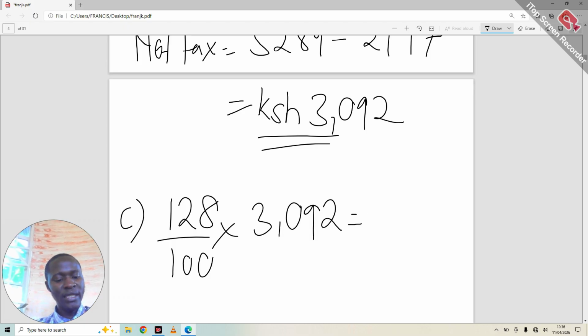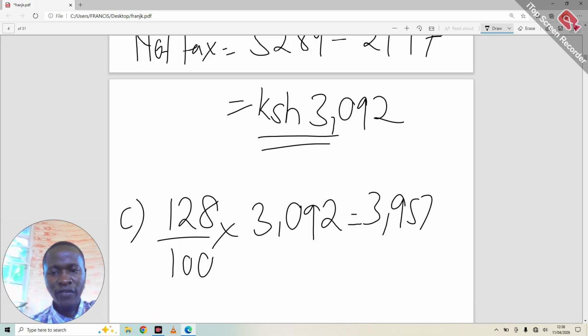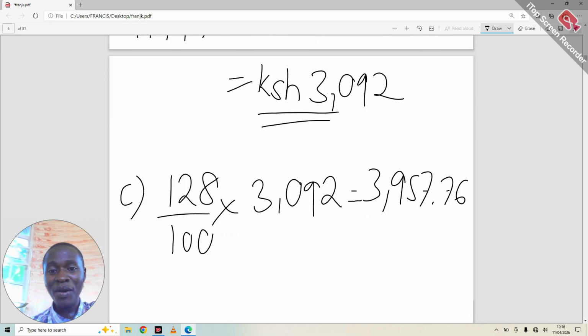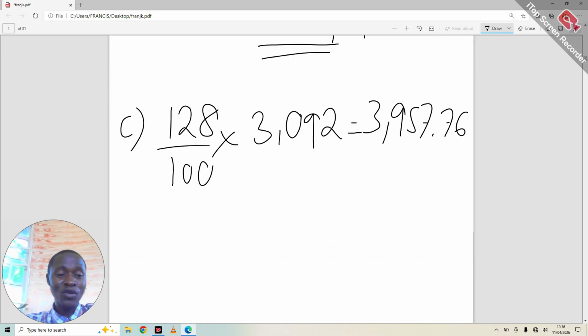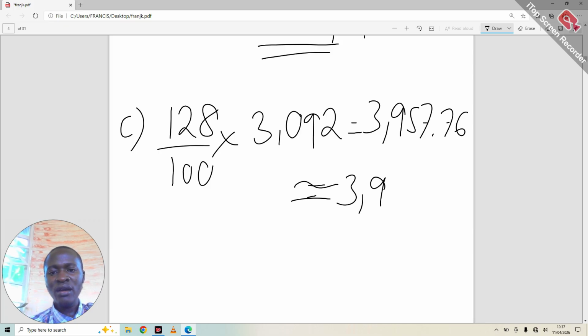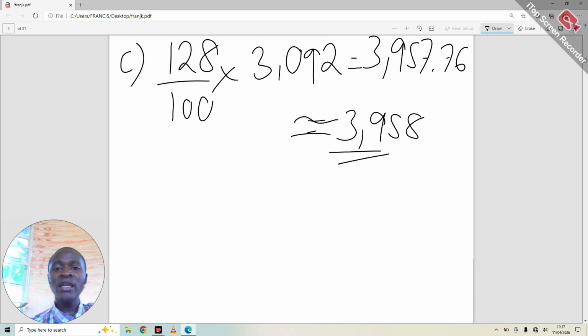3092. What are we getting? What is our new net tax? That is 3,957.76. And remember, I told you when it comes to currency, or when you're dealing with the shillings, do not leave your answer to the nearest cents. Always leave your answer to the nearest shillings. So having this is the same as having 3,958 Kenyan shillings. That is our net tax.